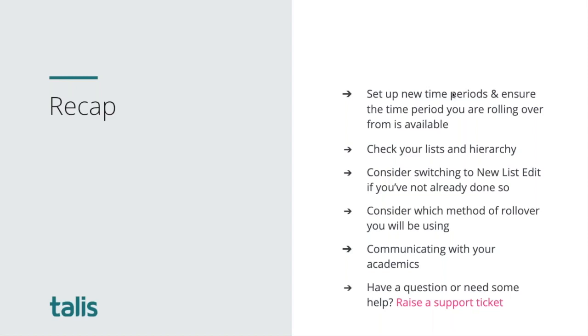Check your lists and your hierarchy. So do those reports that we talked about, and also update your hierarchy. Consider switching to new list edit if you've not already done so. And then think about which method you're going to be rolling over using, and that will impact the communication that you do to your academics. If at any stage you've got a question, you want a rollover webinar specific to your university, or if you need some help, don't sit on any questions, just raise a support ticket.